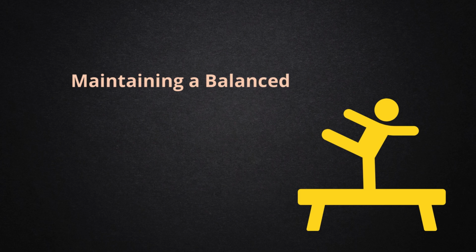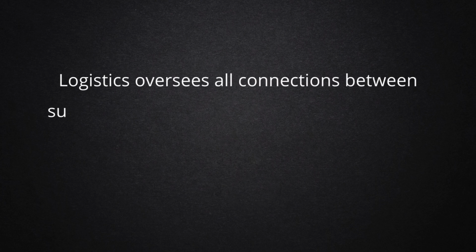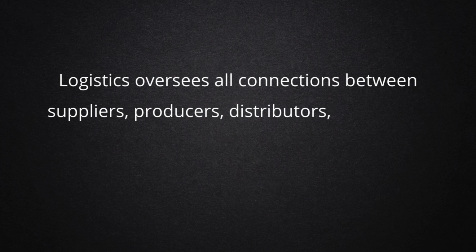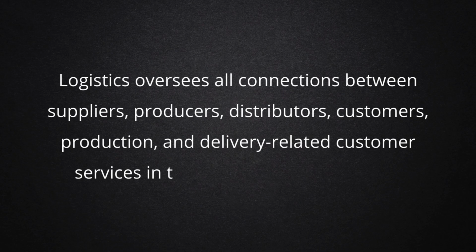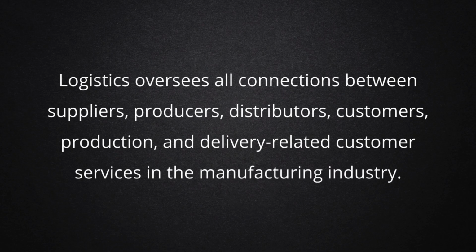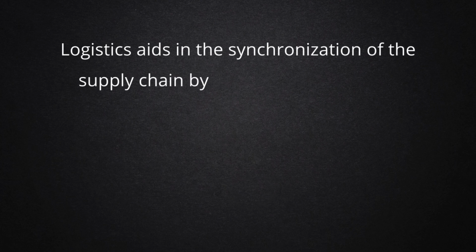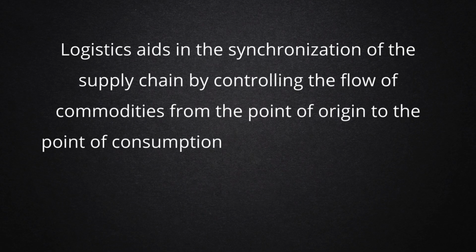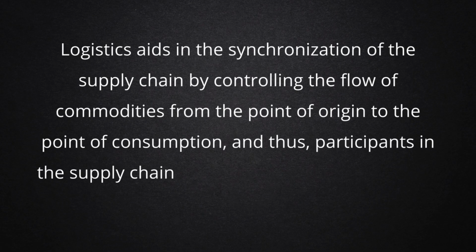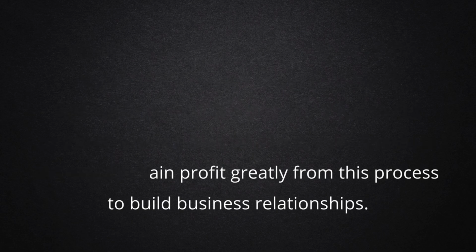How to maintain a balanced inbound and outbound logistics chain. Logistics oversees all connections between suppliers, producers, distributors, customers, production, and delivery-related customer services in the manufacturing industry. Logistics aids in the synchronization of the supply chain by controlling the flow of commodities from the point of origin to the point of consumption, and thus, participants in the supply chain profit greatly from this process to build business relationships.